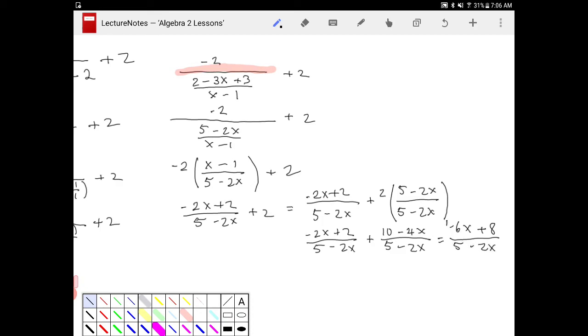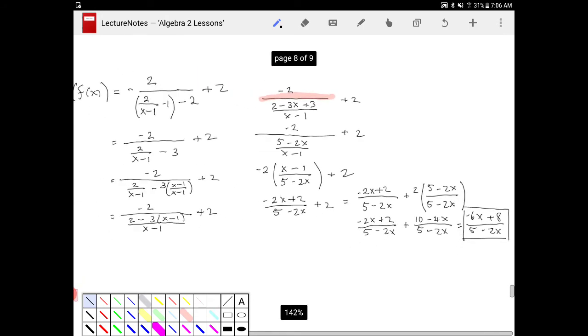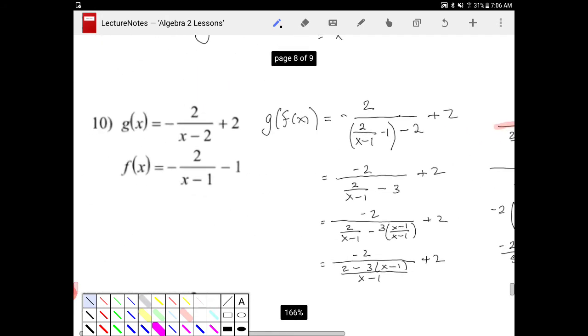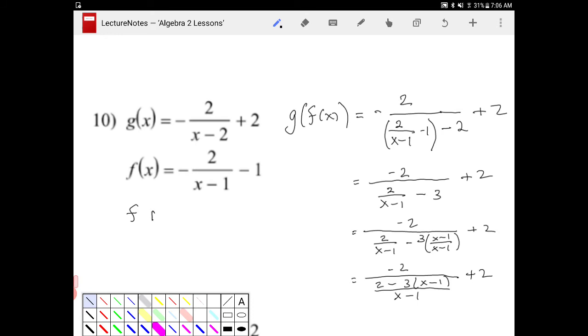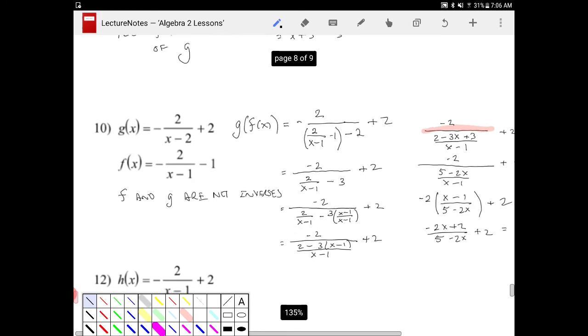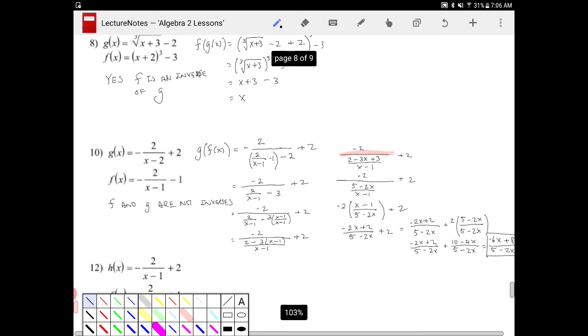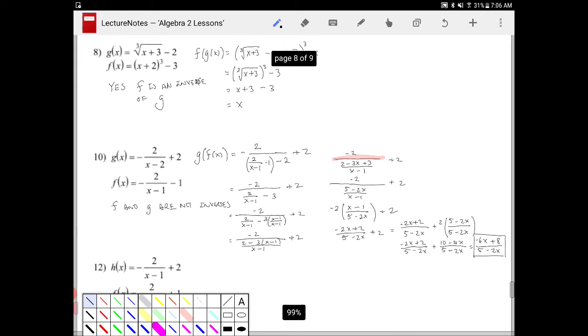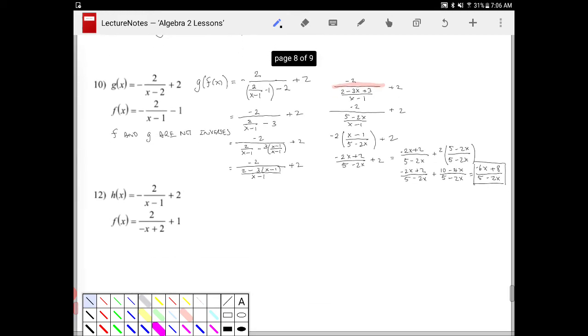So clearly this does not equal x, right? So because of this, we can conclude that f and g are not inverses. Because if they were inverses, this would all equal x as a result, and it doesn't. All right, let's take a look at the last one.